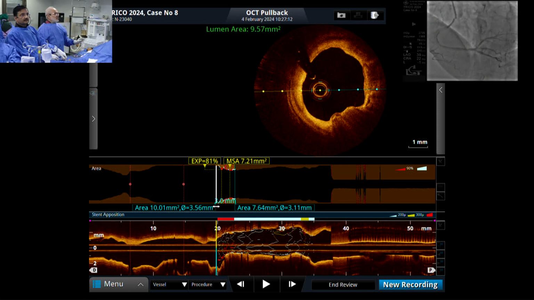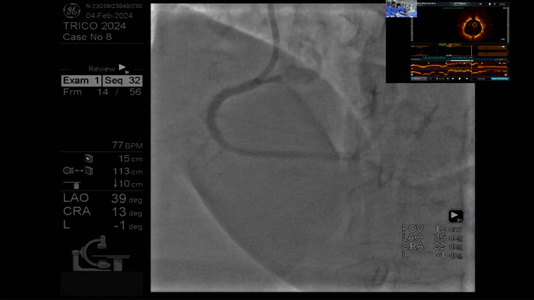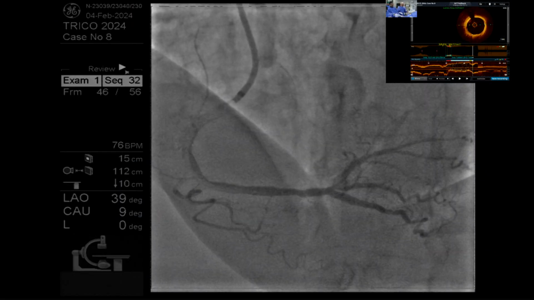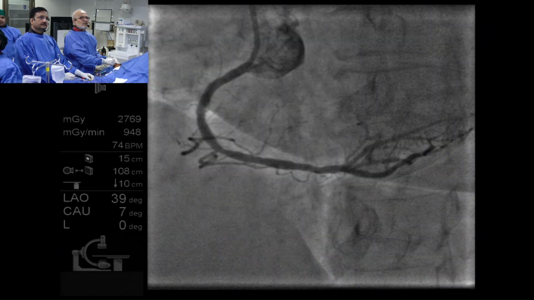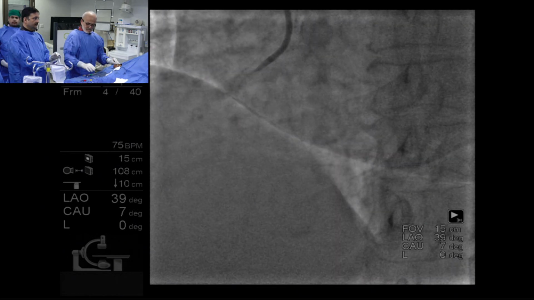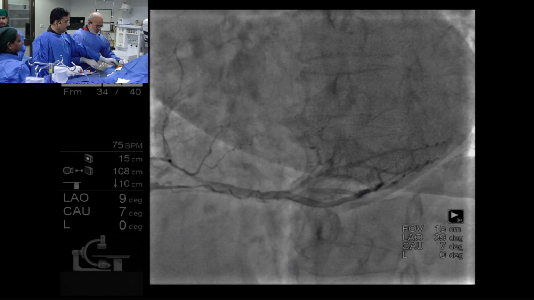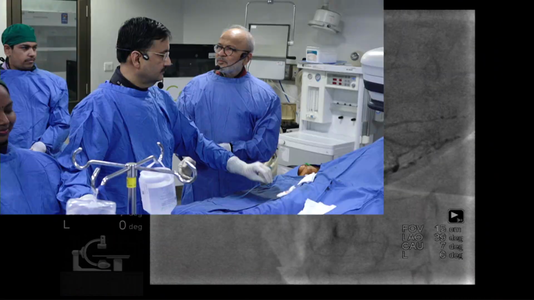Any comment? Go to LAO. LAD and circ, we are going to stage it. I think this looks fantastic. Thank you very much. Excellent demonstration, sir. Thank you.